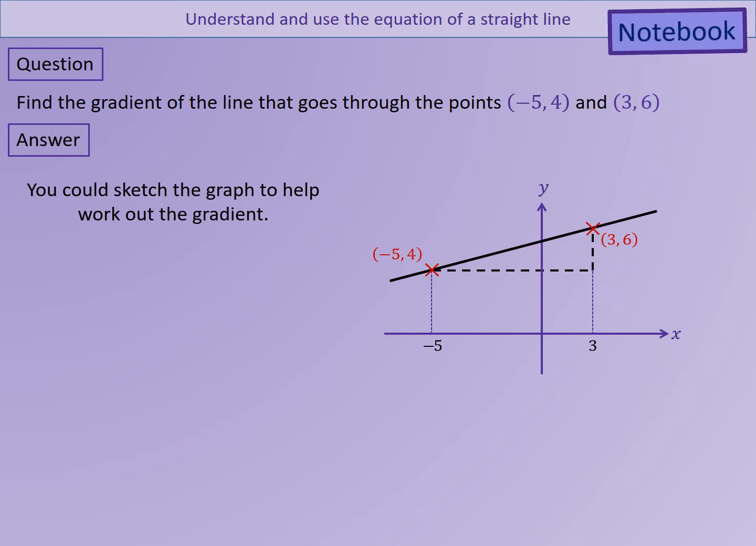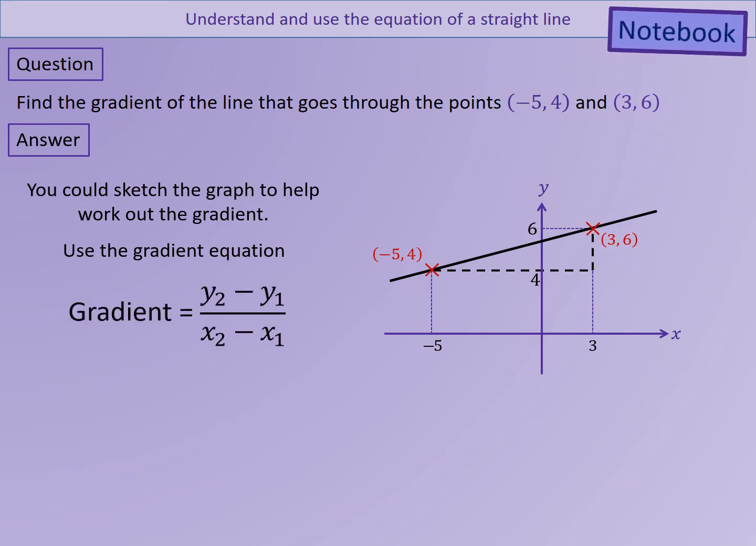I can see that my x values are -5 for my first coordinate and 3 for my second coordinate. And I can see that in terms of the y values, I've got 4 on my first coordinate and 6 on my second coordinate. And so I can now use those values to work out the gradient. So difference in y over difference in x.